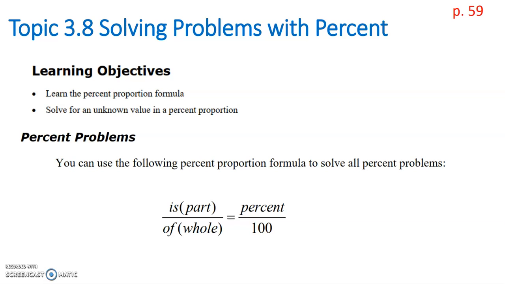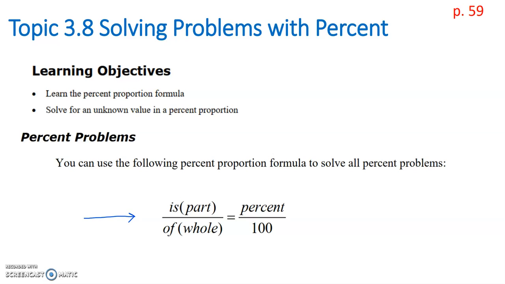Hello, in this lesson 3.8 we're going to solve problems with percentages. We're going to use something called the percent proportion formula. And it's really great because it helps us to solve for unknown values when we're dealing with percent problems. And it's foolproof. You can use this percent proportion formula to solve all percent problems. So is to of, part is to whole, as percent is to 100.